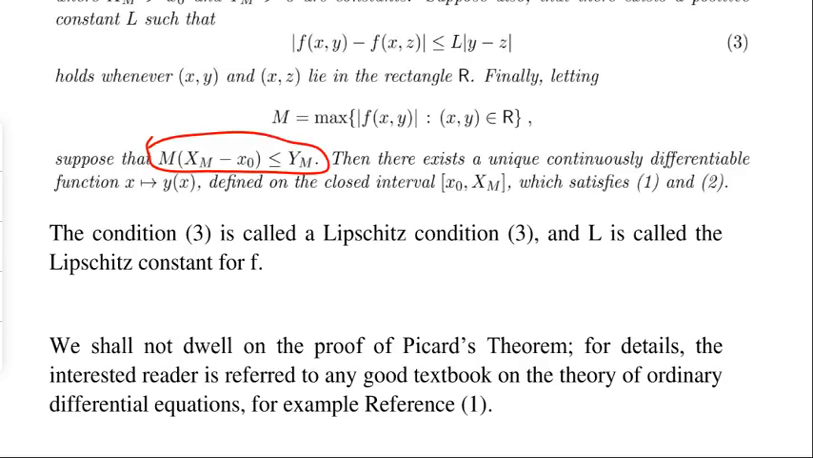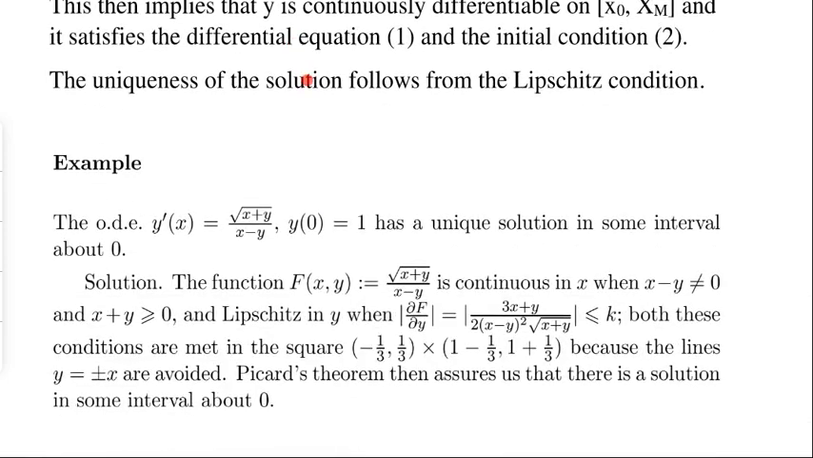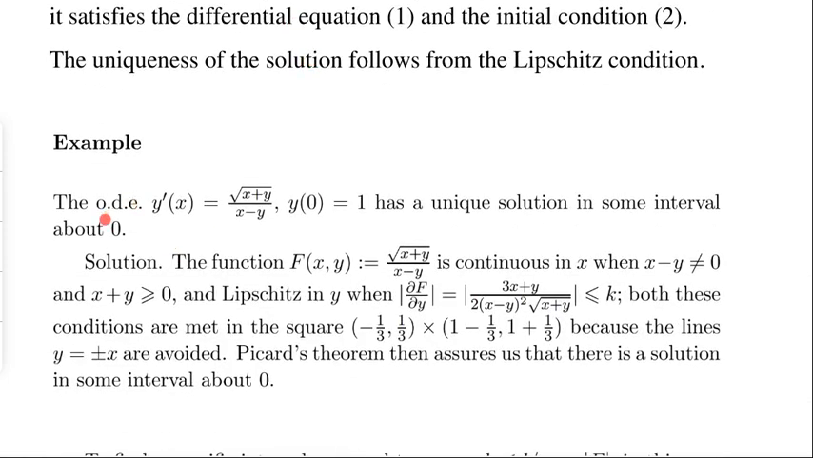This is the details of Picard's theorem, and now let me consider another example. Here we want to solve this initial value problem. The ODE is y prime equals the square root of (x plus y) over (x minus y), subject to the initial condition y at 0 equals 1. We want to check if this equation has a unique solution or not.